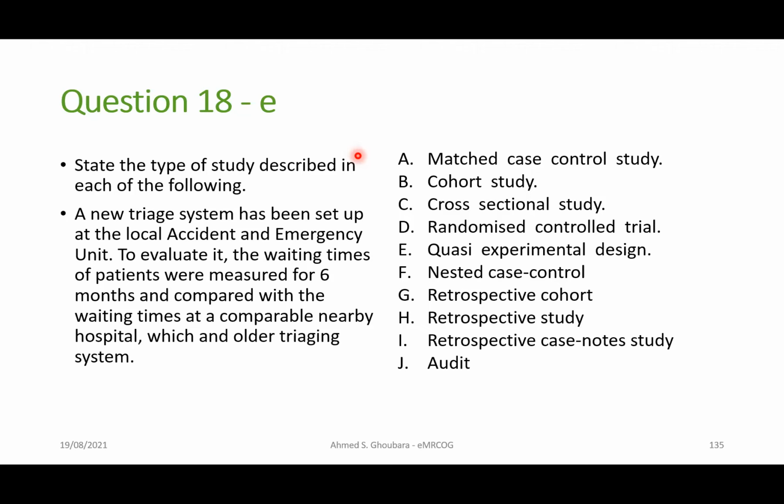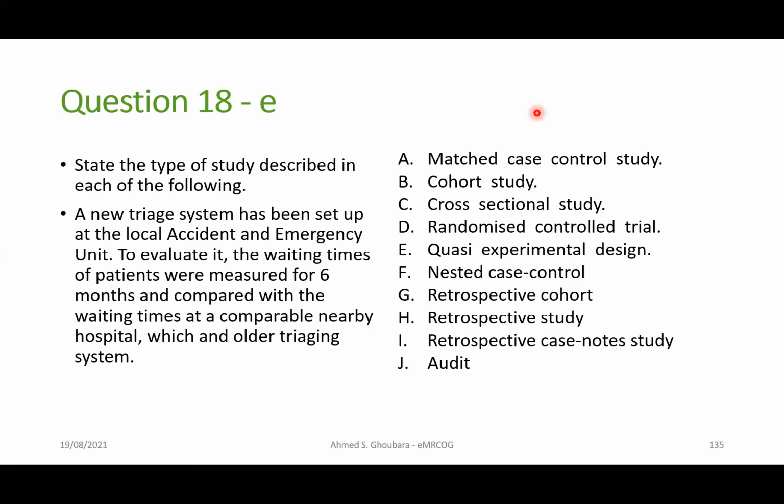Which one is this? Audit? Why? No, audit is a completely different thing. I didn't explain audit today, but maybe sometime later I will do a separate lecture on audit and give you some examples. But this is not an audit. Audit is about having some standards and measuring your practice against those standards. You might say comparing standards, but we didn't specify standards here.